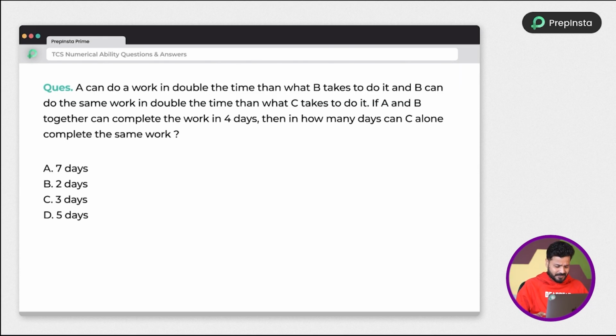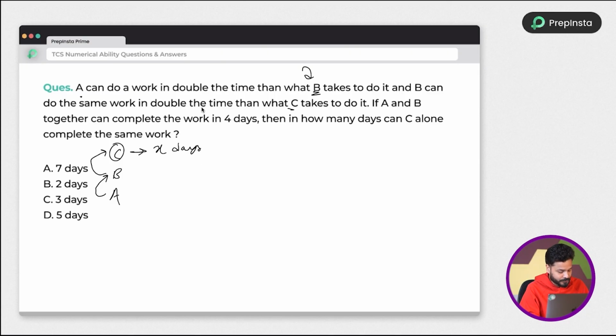So guys, this is a very simple question, and honestly the basic way is C, B, A. Because when I read the question, it says A can do a work in double the time that B takes. So whatever A takes is dependent upon B's time, and then B can do the same work in double the time that C takes. So B's work is dependent on C's time. So first we'll have to assume C. Let's say C completes the entire work in X days. Because whatever A takes is dependent upon B, and whatever B takes is dependent upon C, C is independent. So let us assume X days for C.